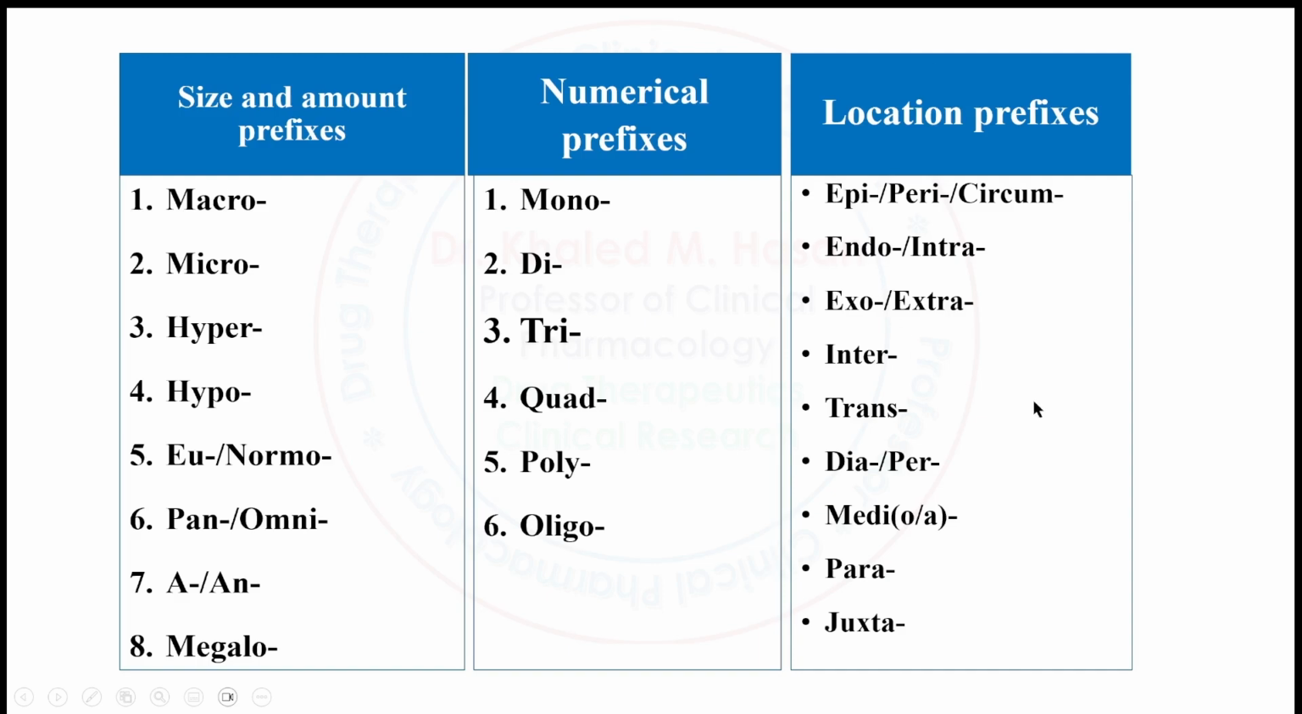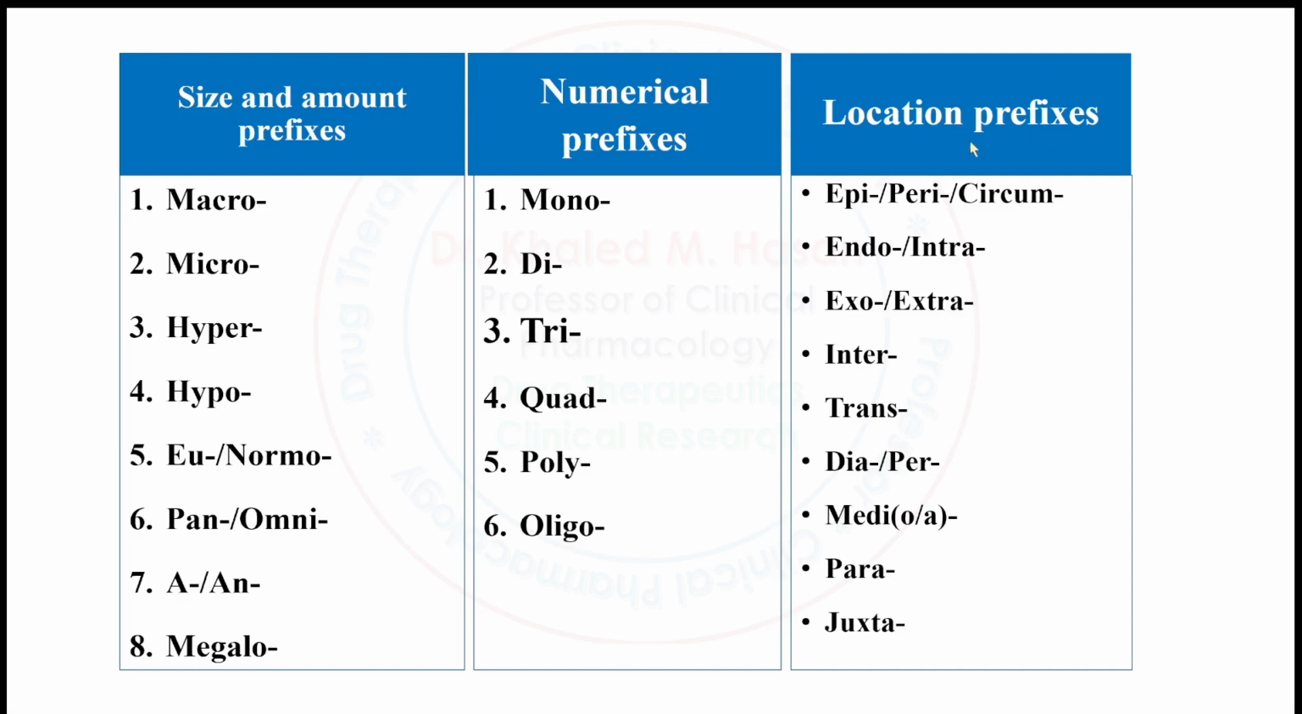Okay, this will end this first introduction session regarding medical terminology. In the next session, we are going to speak about medical terminology regarding size and amount, number, and location. For example, for size and amount, we have macro, micro, hyper, hypo, normo, and a and an. We have megaloblastic anemia. Then we talk about numbers such as mono, di, tri, quad, such as quadruple, polydipsia, oligo. Oligo means decrease or maybe none.